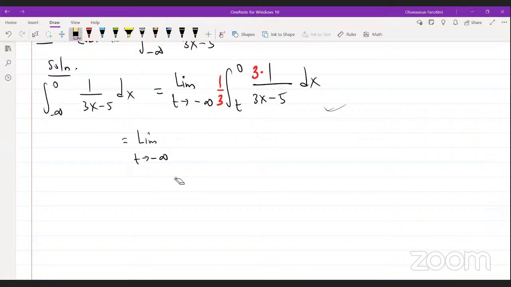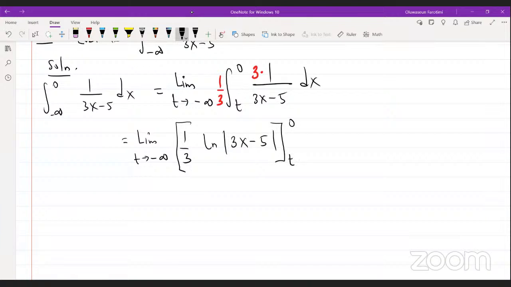Now, why is that trick important? Because one of those techniques of integration is that when you differentiate the bottom and it gives you the top, you just write ln of the bottom. So we need that. This is 1/3 times ln of the bottom, 3x minus 5. But remember, this is a definite integral, so I have to go from t to 0.